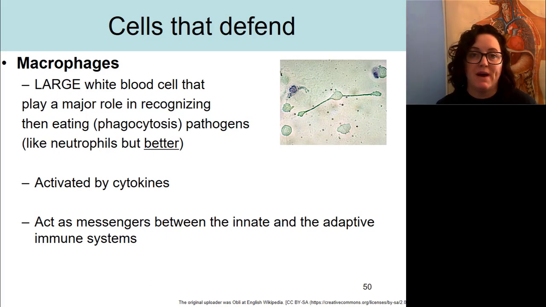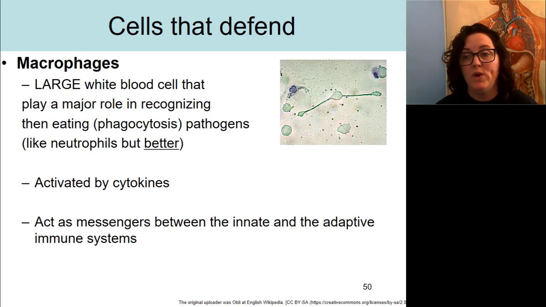Like neutrophils, the macrophages are also activated by cytokines. So cytokines are these general chemicals that are used to kind of activate the immune system. Macrophages are actually going to be really important when we look at our specific immune response, because macrophages are going to act as a messenger between our non-specific and specific defenses.